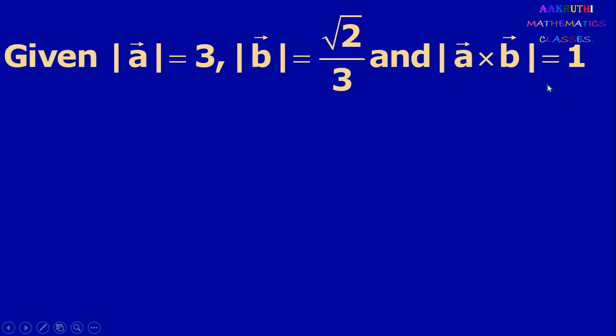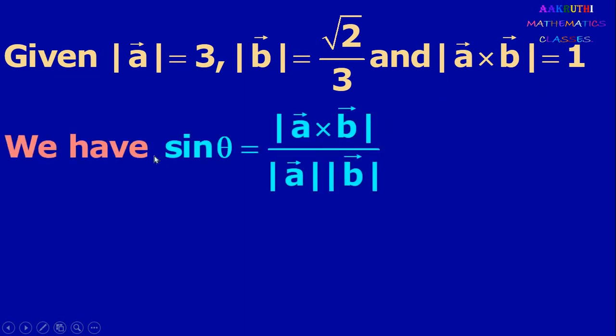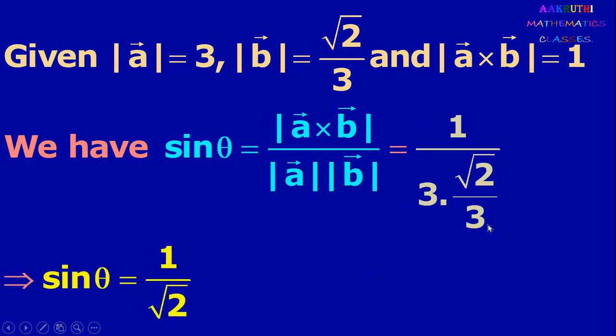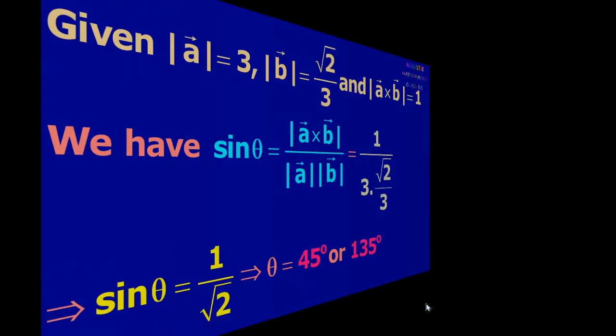So since the cross product is given, we can find sin theta. We have the sin theta formula: magnitude of A cross B divided by the magnitude of A into the magnitude of B. Substitute all these values, we get sin theta equal to 1 divided by 3 into root 2 by 3. Here the 3 gets cancelled, and we get sin theta equal to 1 by root 2. Therefore theta equals sin inverse 1 by root 2, that is theta equals 45 degrees or 135 degrees.